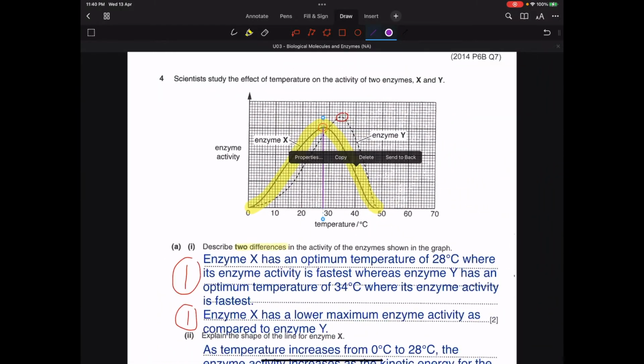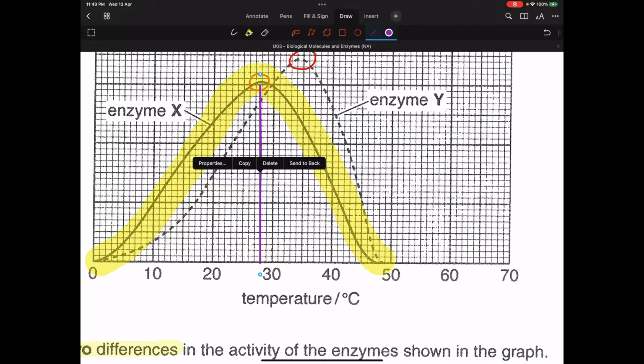Oops, something happened. My little diagram jumped. Let me see if I can pull it back. There we go. Okay.